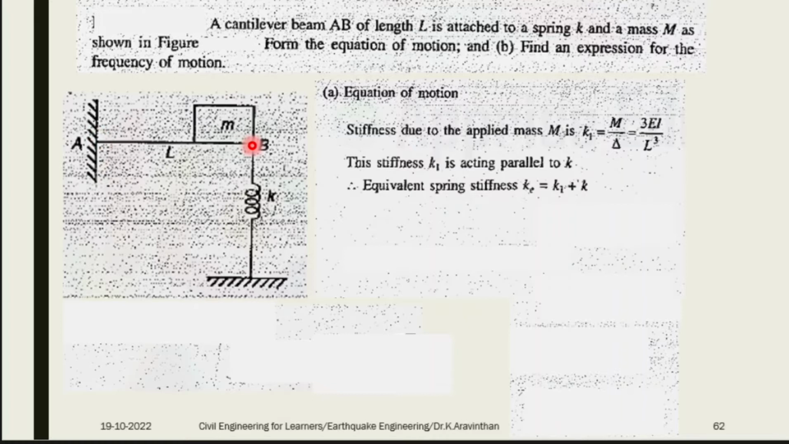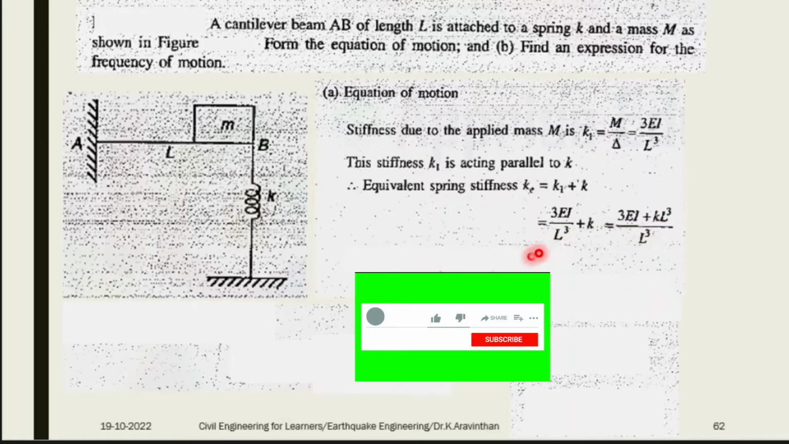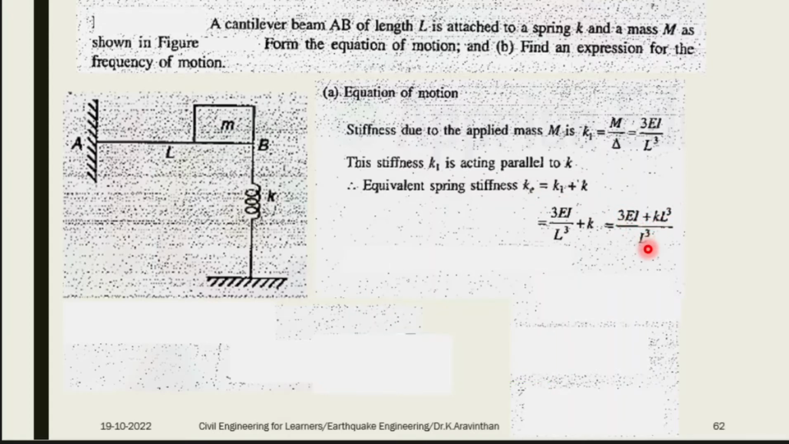The formula for the stiffness of a cantilever beam is 3EI by L cube, and instead of K1 you can substitute 3EI by L cube. If you substitute this component, you will get L cube as the denominator, and you can make a common denominator L cube and multiply K by L cube. Your effective stiffness Ke equals 3EI plus K L cube by L cube. Now both the components became one K. This is known as effective stiffness.